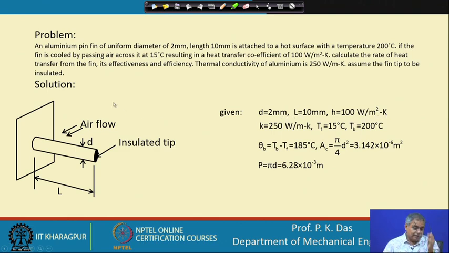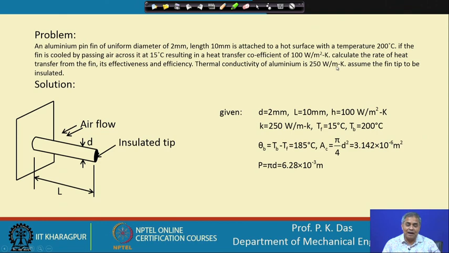and all the information is given here. It is said that an aluminum pin fin of uniform diameter 2 millimeter and length 10 millimeter is attached to a hot surface with a temperature of 200 degrees Celsius. If the fin is cooled by passing air across it at 15 degrees Celsius, resulting in a heat transfer coefficient of 100 watt per meter square Kelvin, calculate the rate of heat transfer from the fin, its effectiveness and efficiency. For doing this, we need the thermal conductivity, and the thermal conductivity of aluminum is 250 watt per meter Kelvin.